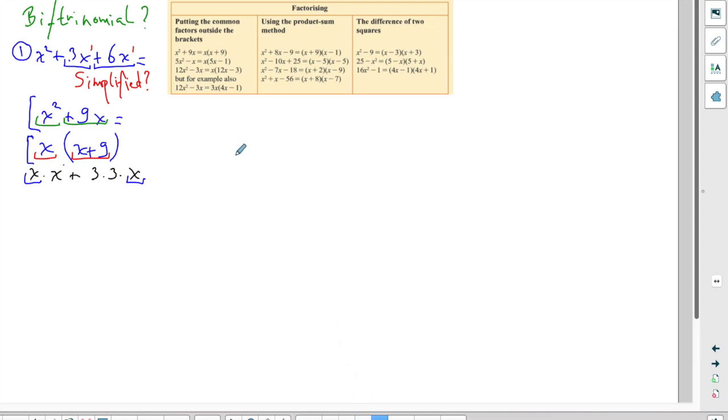But I can do also the same with another one. And let's take a look at this one. I do have x squared plus 3x minus 6 plus 5x minus 3. First question, am I dealing with a binomial or trinomial? In order to be sure, I first have to simplify.